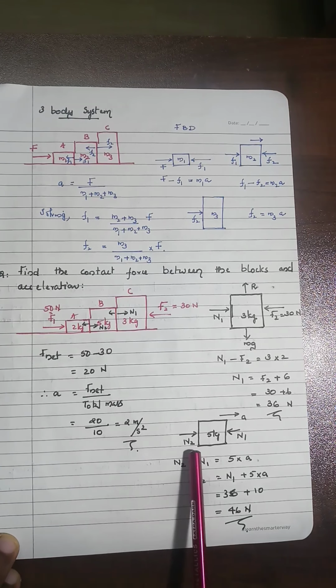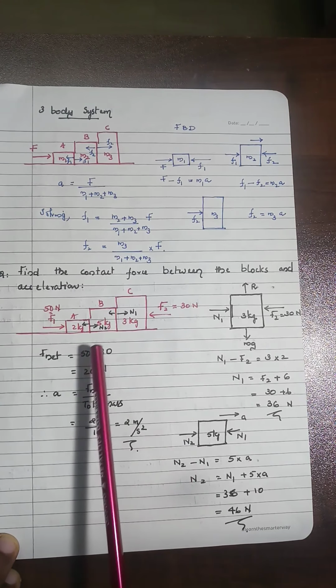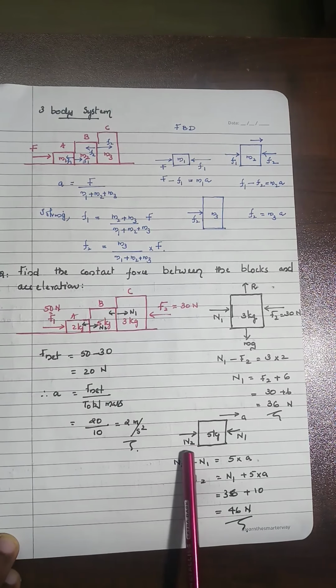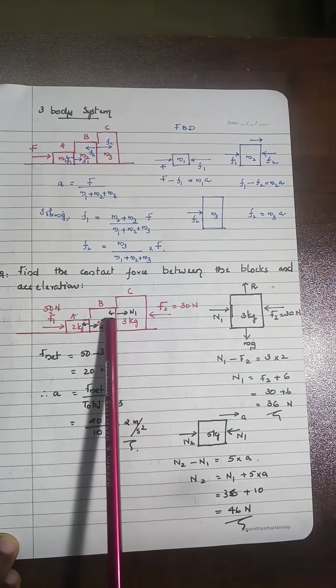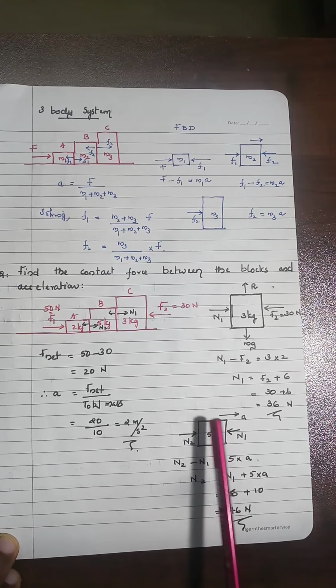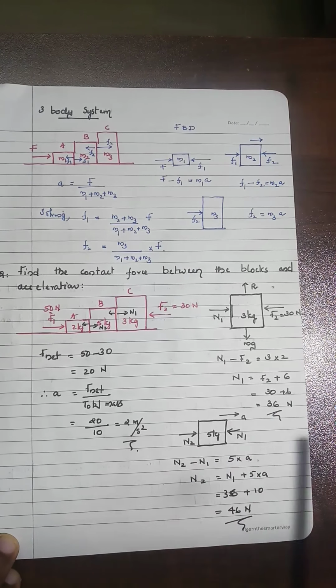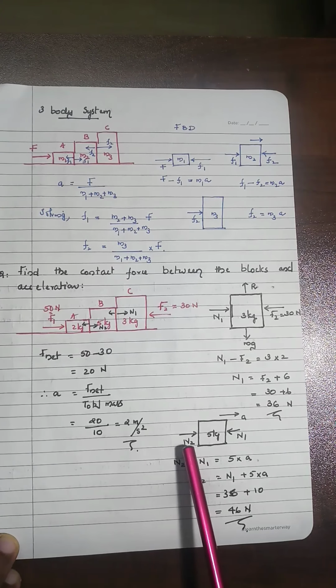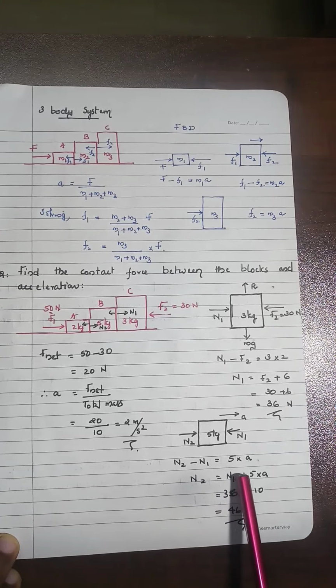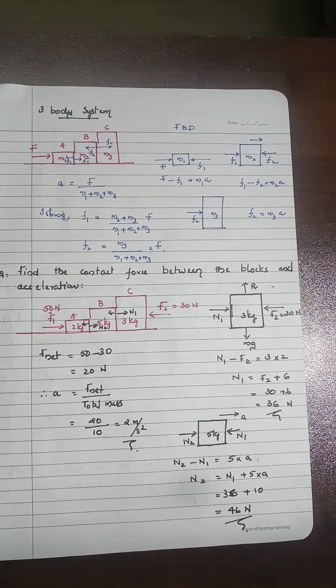So you can draw the free body diagram. Towards that side N2, towards this one N1, but it moves to the right hand side with an acceleration A. So you can just write the equation as N2 minus N1 equal to 5 into A. So you get the answer. So the situation becomes so easy.